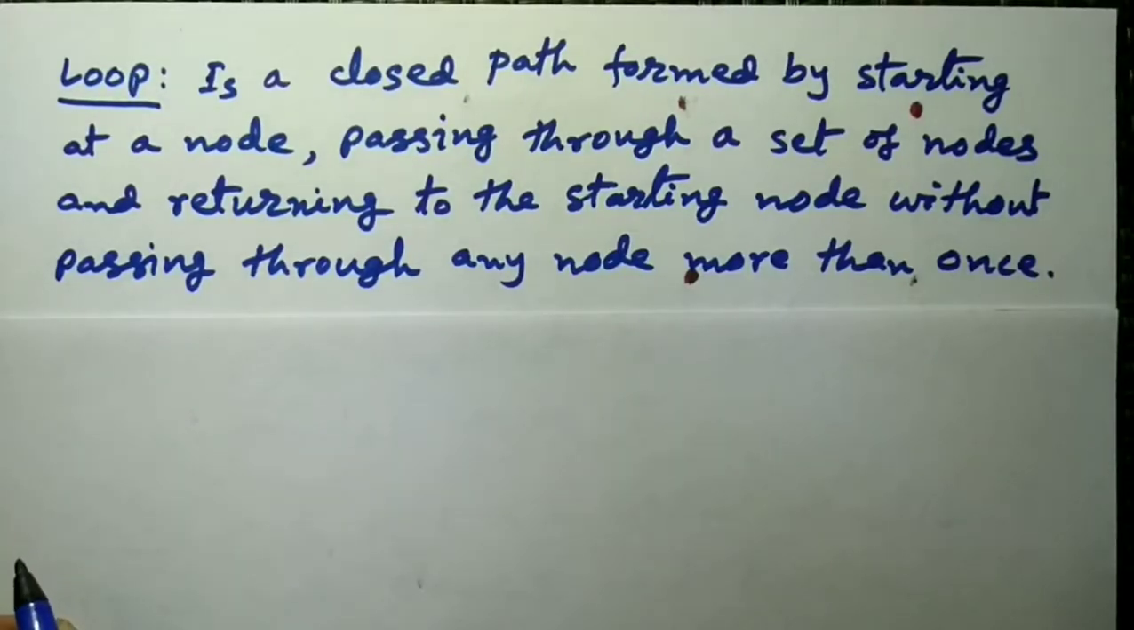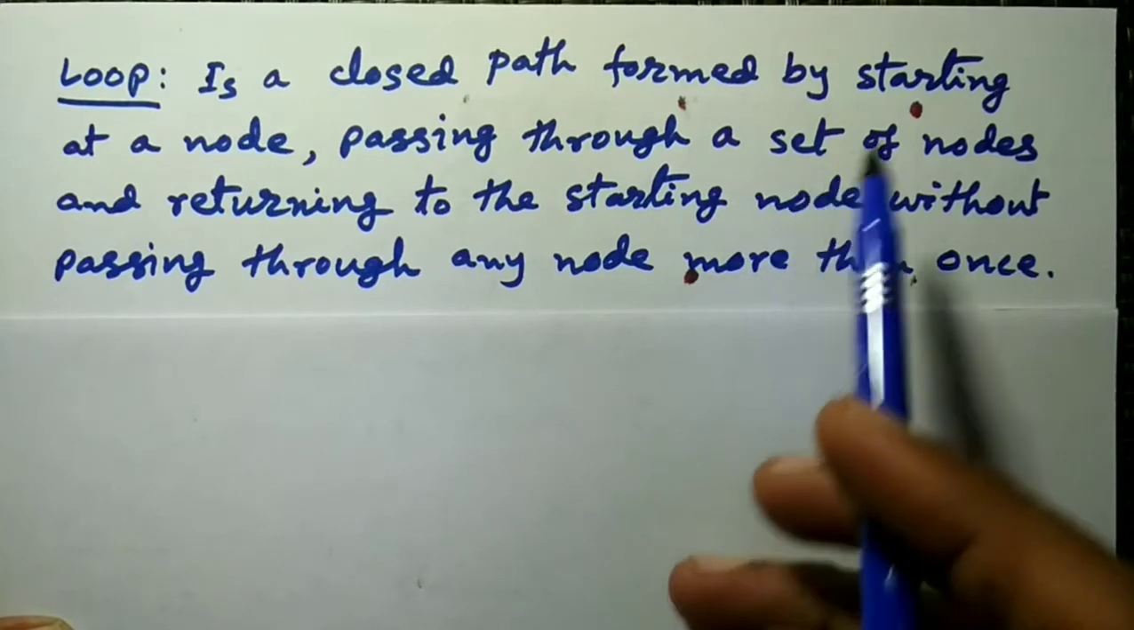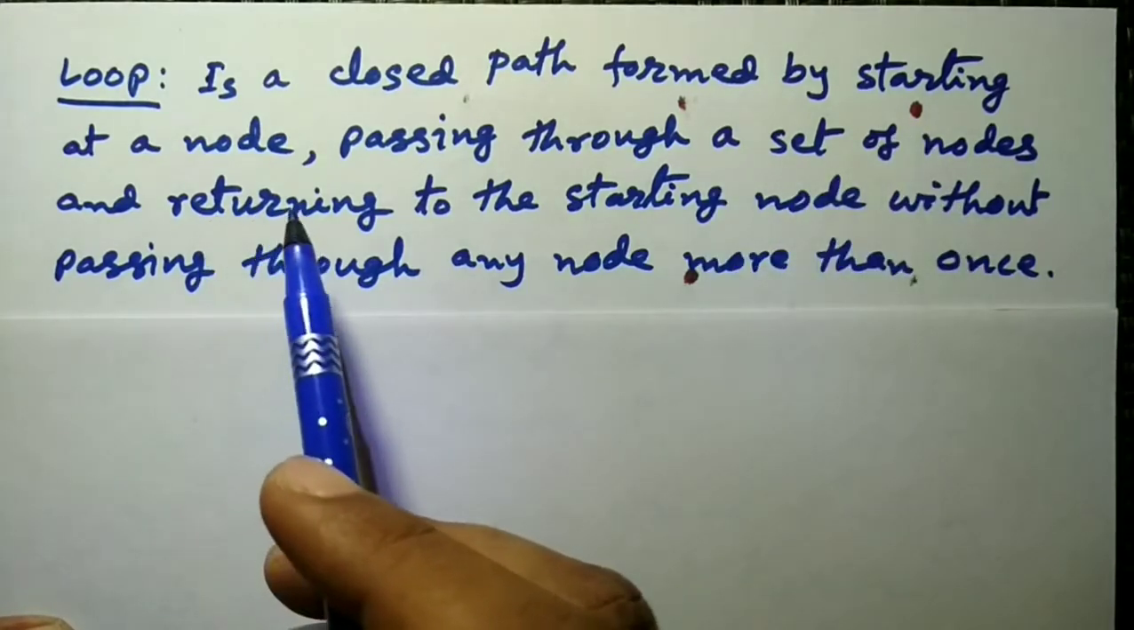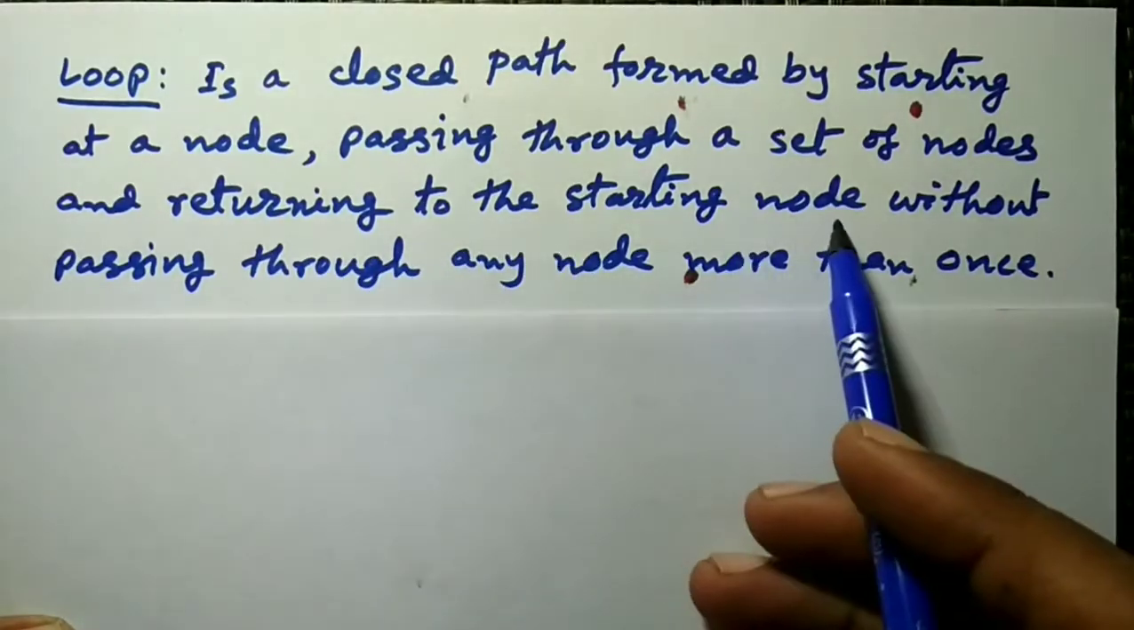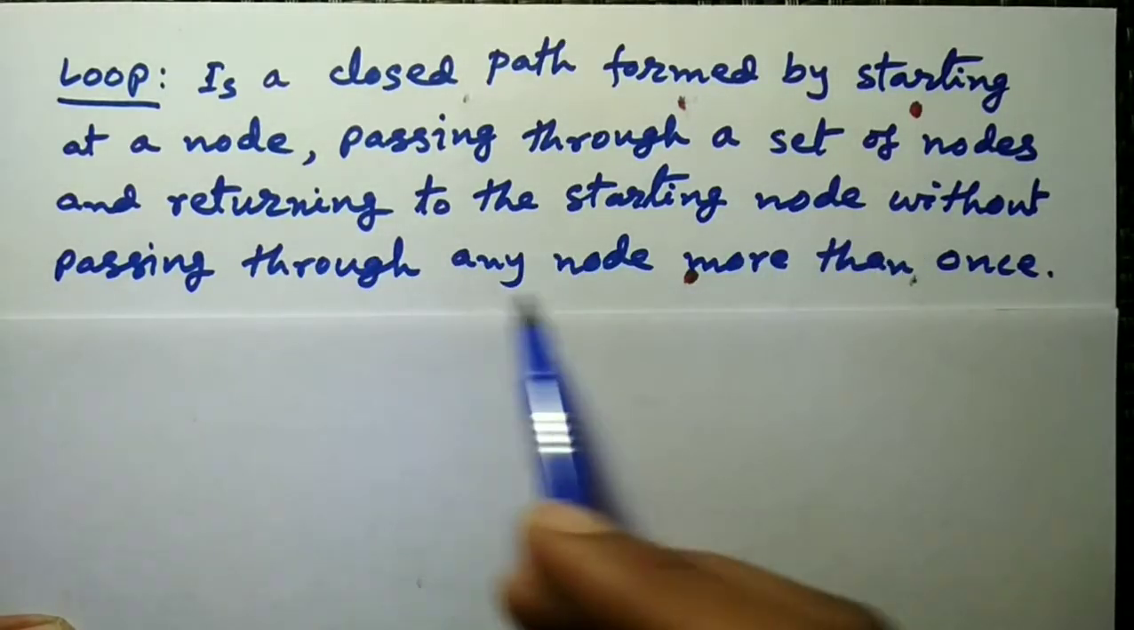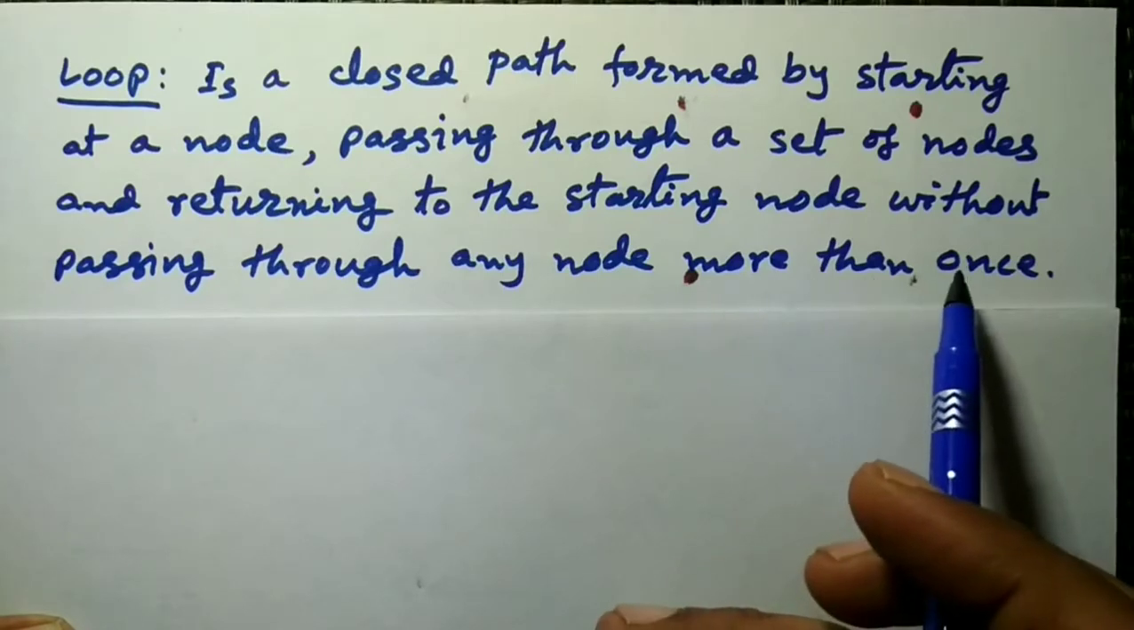Before we proceed further with circuit analysis, we have to remember some more definitions related to circuits. The first one is called the loop. A loop is basically a closed path formed by starting at a node, passing through a set of nodes, and returning to the starting node without passing through any other node more than once.